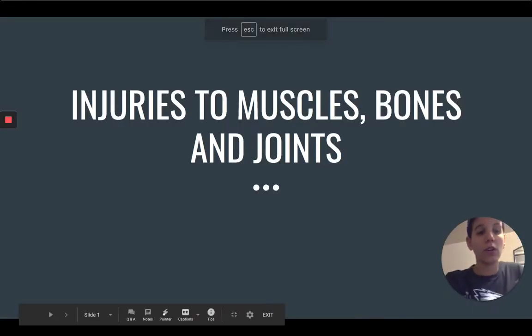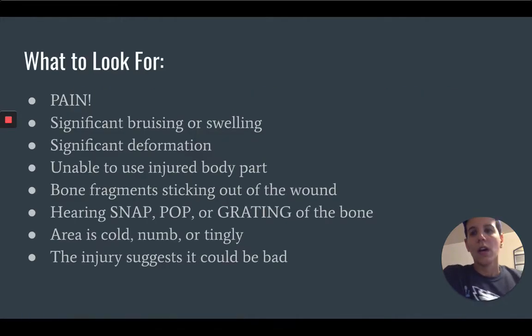Today we're going to talk about injuries to muscles, bones, and joints. What to look for when you're looking for an injury: pain, significant bruising or swelling, deformation, something doesn't look right, unable to use or move the injured part, something sticking out, hearing a snap, pop, or grating of the bone. If the area of the injured part is cold, numb, or feels tingly, it suggests it could be bad.